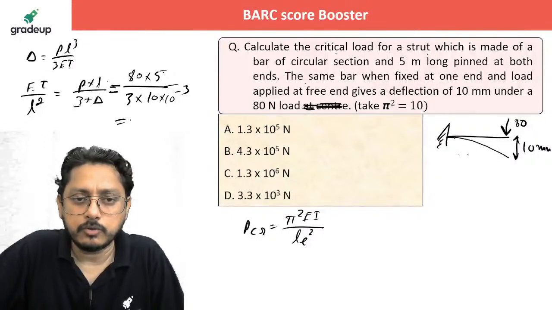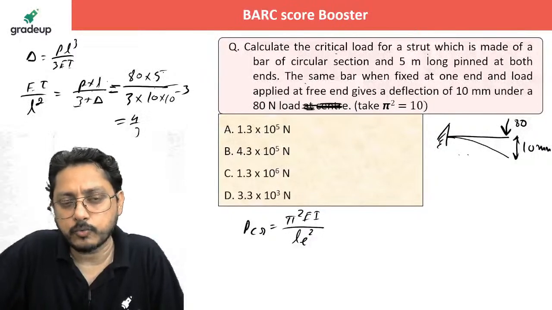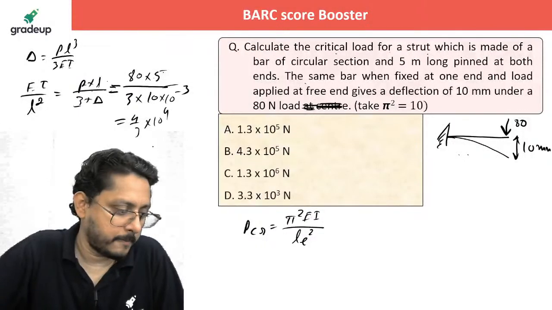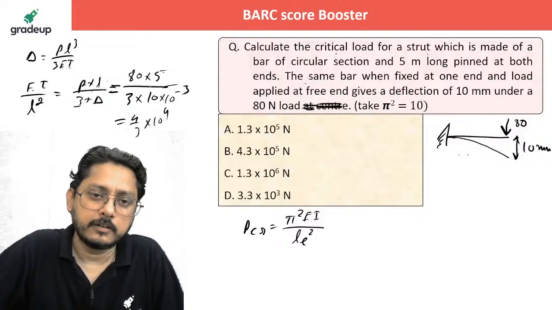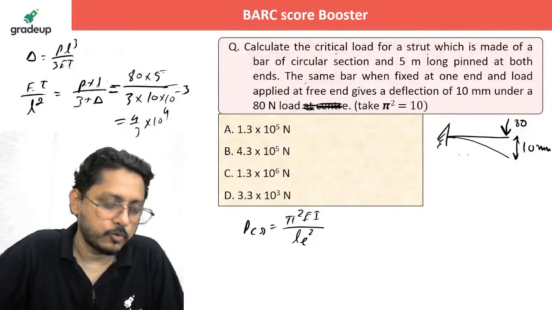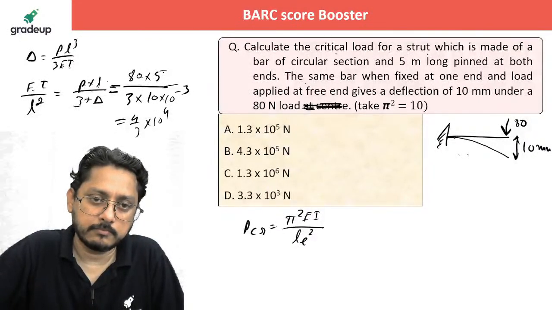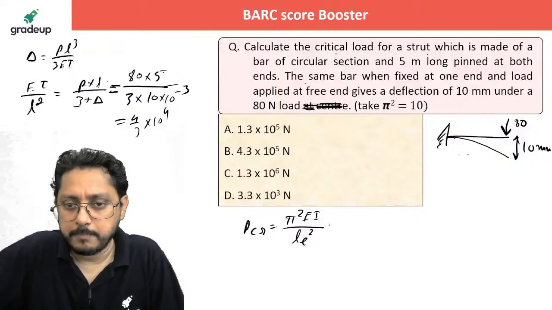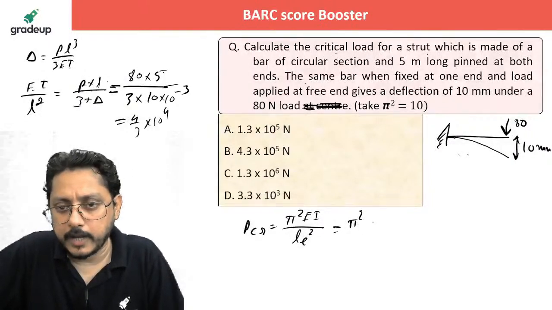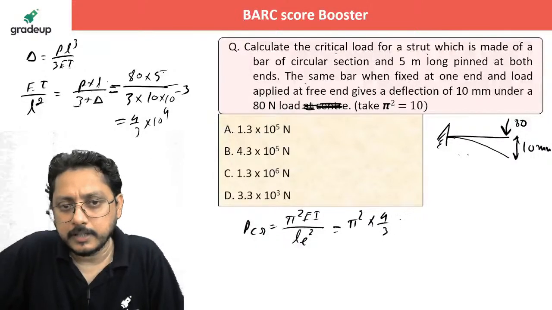8 by 40 400. So 4 by 3 and 10 square. So it's 10 power minus 2, and finally you get 10 raised to 4. Correct now? Here 10 square by 40 400. So 400, then 10 power minus 2, it will become 10 raised to 4. Right. Now use the same one here, P critical. Now what is that? Pi square into EI by L square is how much? That is 4 by 3 into 10 raised to 4.